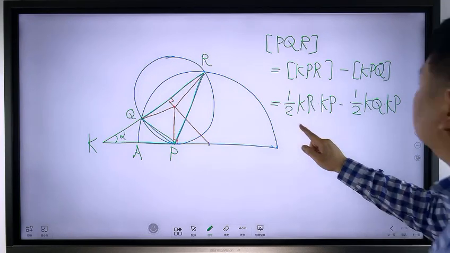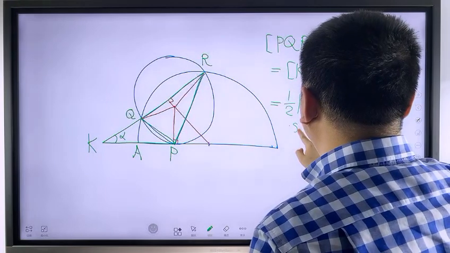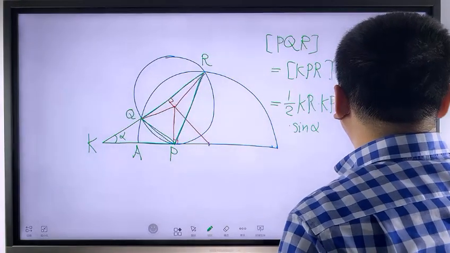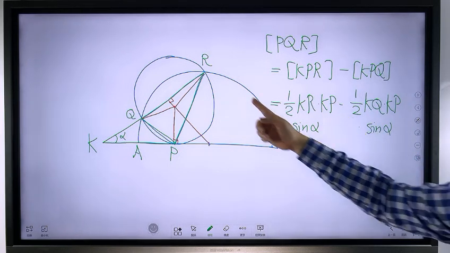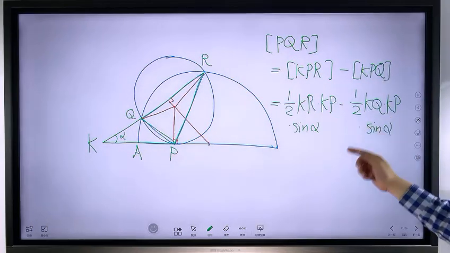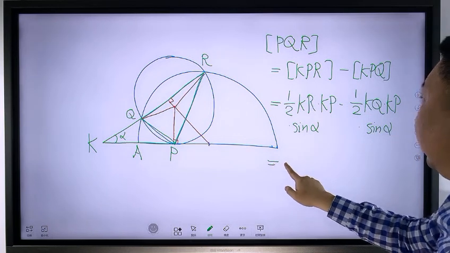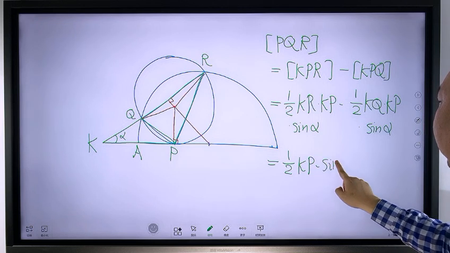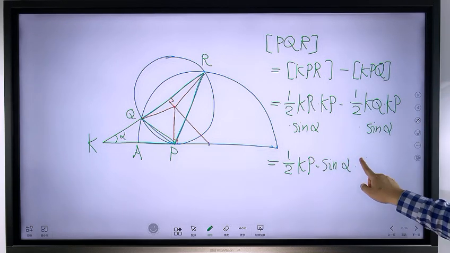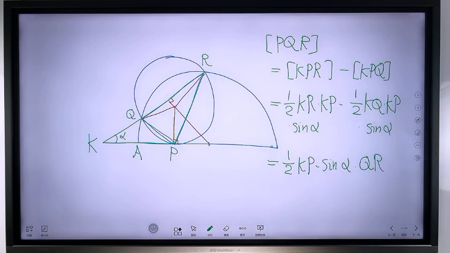Okay, and then times sine alpha for each term, right? And then there's a common term, which is Kp. So the big area minus the small area, with common term Kp, gives half times Kp times sine alpha times QR. As long as we already know this, and we need to know that too. Once we know that too, we are fine. And how to get that too?